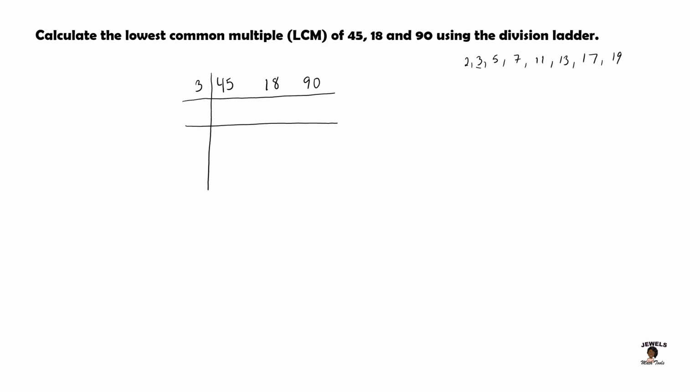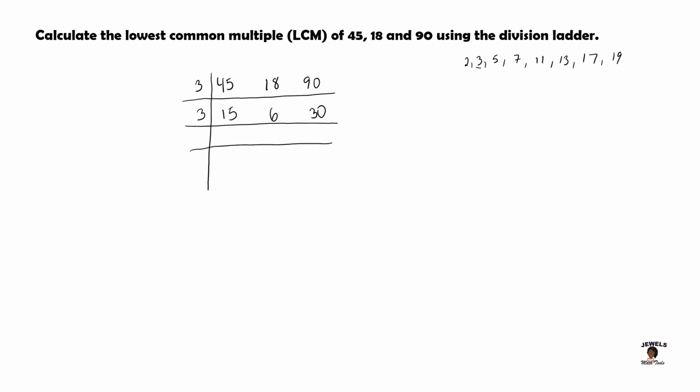So 3 divides into 45 is going to be 15. 3 divides into 18 will be 6. And 3 divided into 90 is going to be 30. Now since 15, 6, and 30 are all multiples of 3, I will use 3 to divide these numbers again.